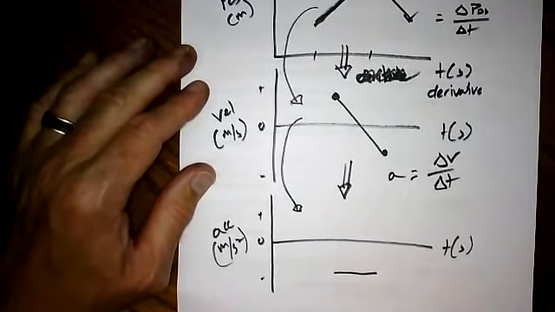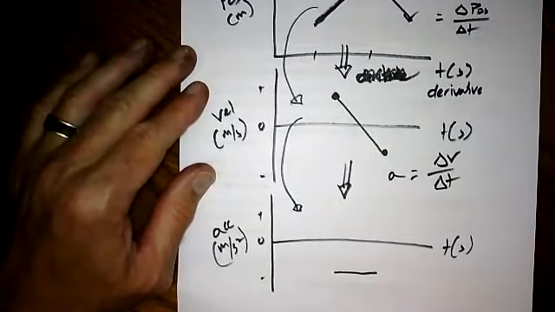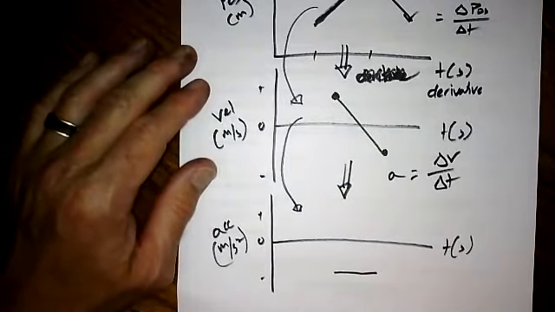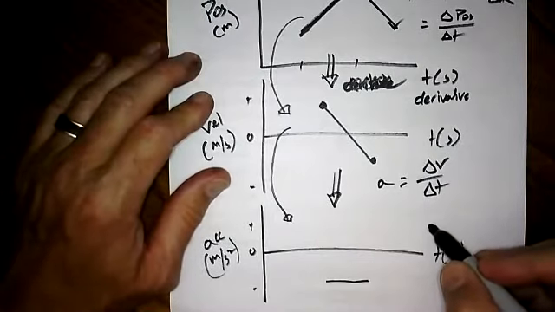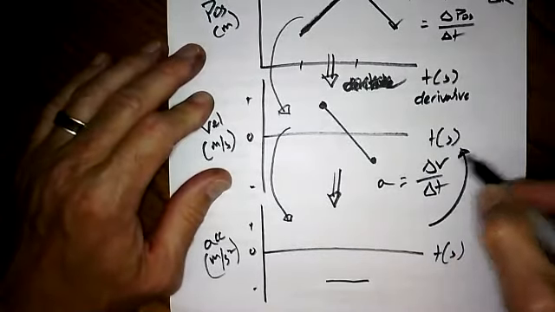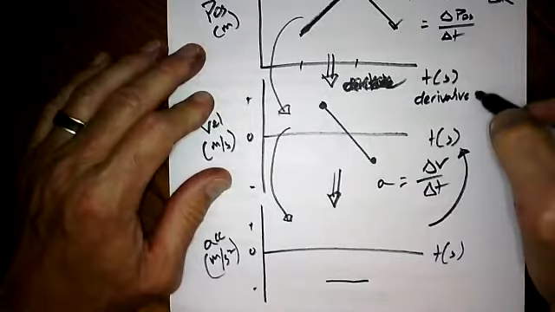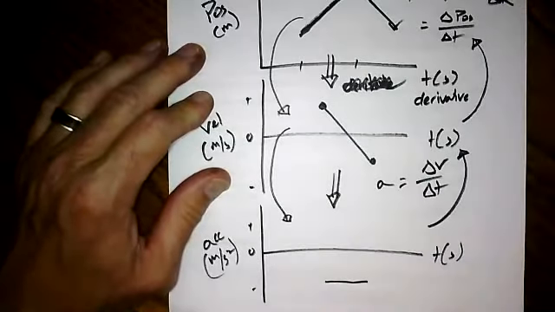Okay, so that's just a review. I think most of you are comfortable doing that. Now what we're going to do is integrate. Integrate means we're going to go in the other direction. We're going to start at the acceleration. We're going to determine velocity. Then we're going to take velocity and then determine position data.